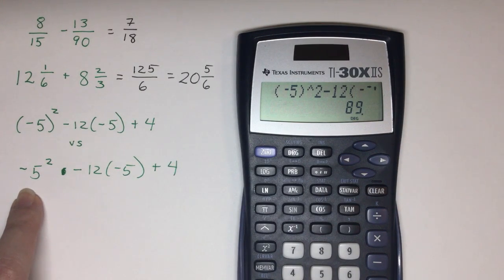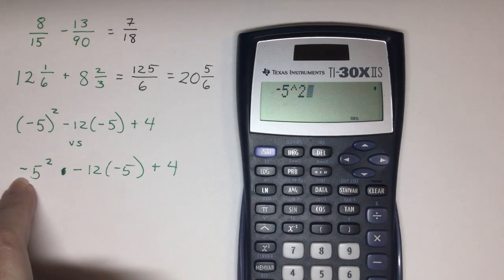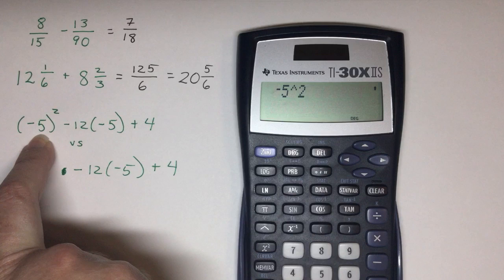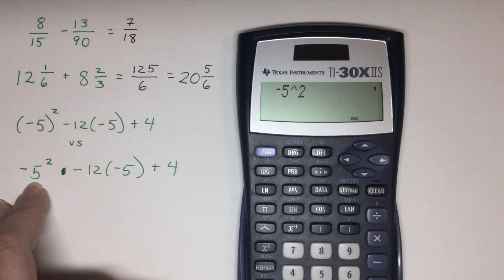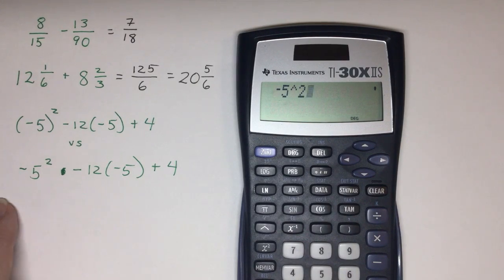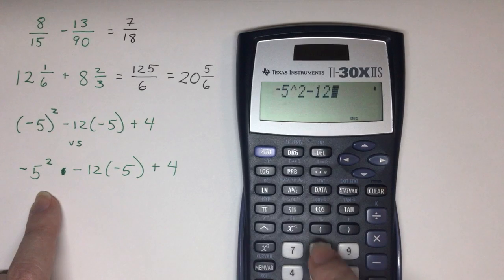Whereas here, without the parentheses, -5 to the second power. Here my base is going to be just the 5, not the negative. So (-5) squared with parentheses would be a -5 times a -5, positive 25, whereas -5 squared, this is saying a base of 5, 5 times 5, 25, and then we're negating the whole thing. -25 minus 12 times -5 plus 4, 39.